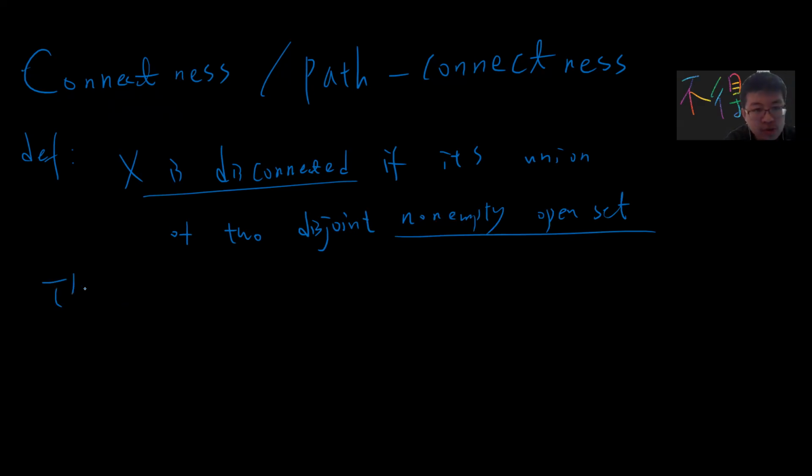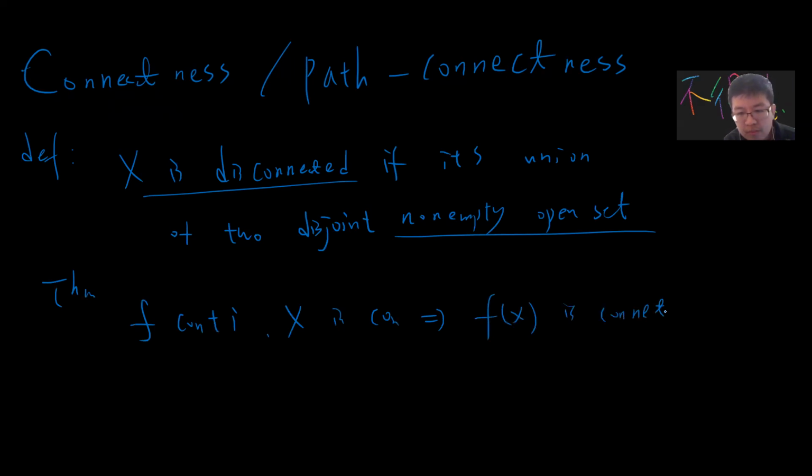And if you cannot find two non-empty open sets such that X is written as their union, then X is called connected. There is also a famous theorem: if f is continuous and X is connected, then you can prove that f(X) is connected. The proof I will not prove here.